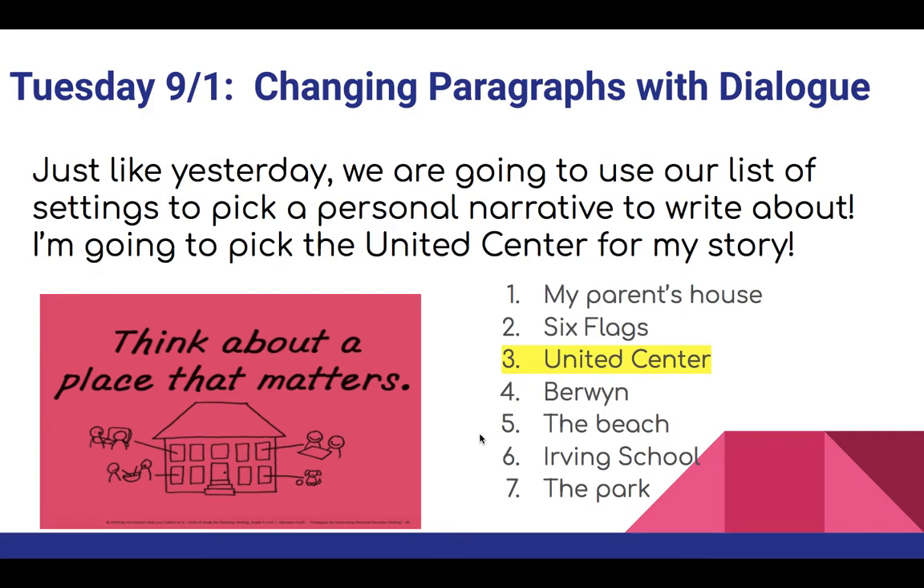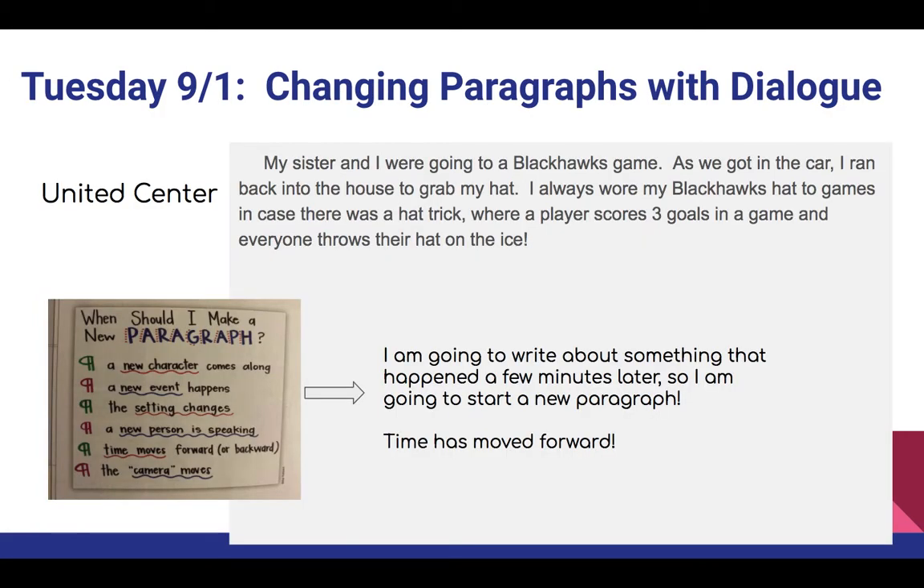Okay, so just like yesterday, on Monday, we are going to use our list of settings to pick a personal narrative to write about. So for this example, we picked the United Center for our story. My sister and I were going to a Blackhawks game. As we got into the car, I ran back into the house to grab my hat. I always wore my Blackhawks hats to games in case there was a hat trick, where a player scores 3 goals in a game and everyone throws their hat on ice.